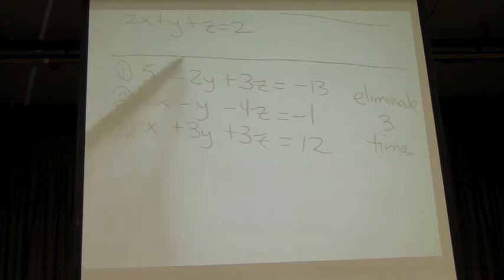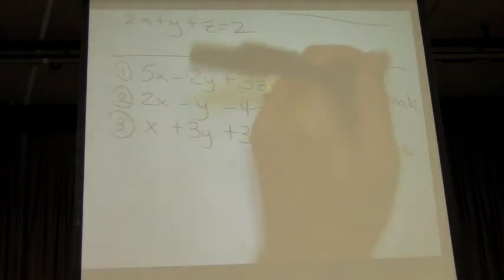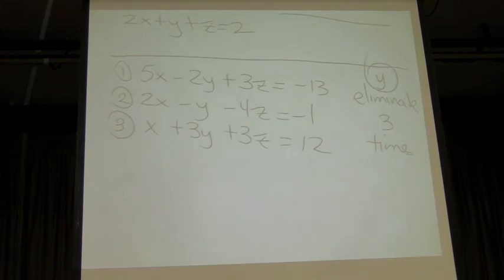But I like y the best. To me, if you look at this system, the easiest thing to do is to choose the variable you want to eliminate, and in my opinion, y is the easiest one to eliminate. Why did I think that? Because one's negative and one's positive already, and the numbers are kind of small.